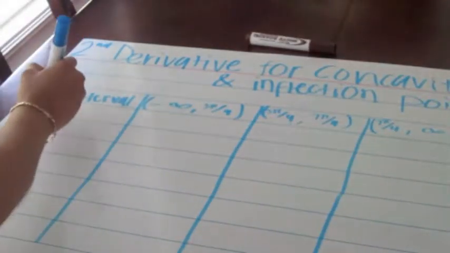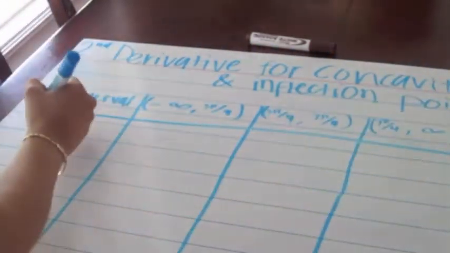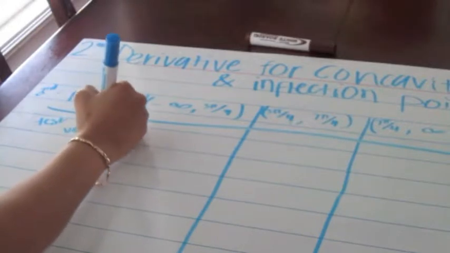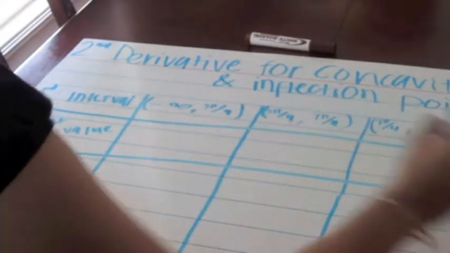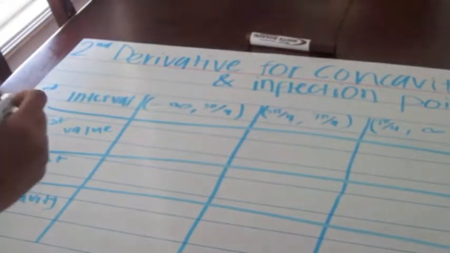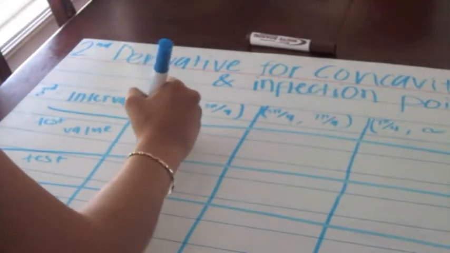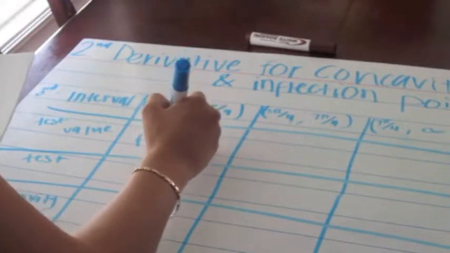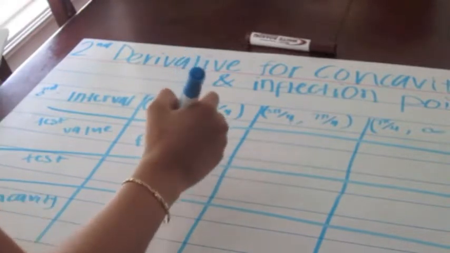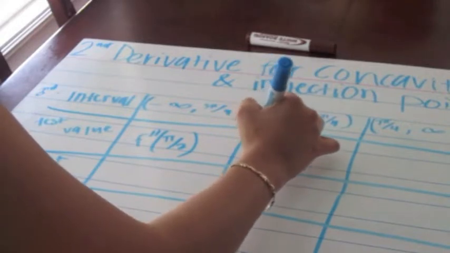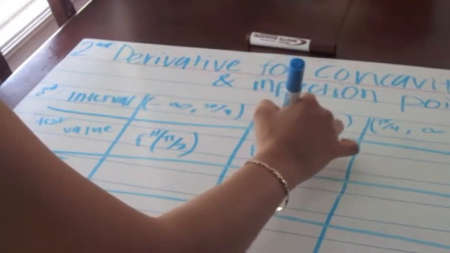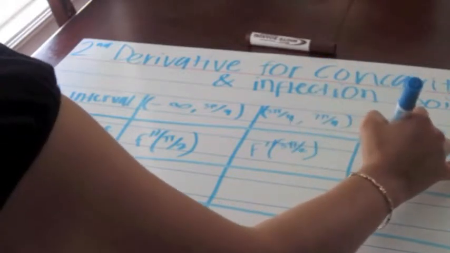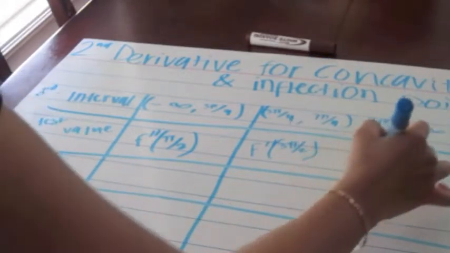Now our third step is to set up our intervals. So let's go ahead and do that. We are going to have negative infinity to 3 pi over 4, 3 pi over 4 to 7 pi over 4, and 7 pi over 4 to infinity. Now our test values are going to be pi over 2 for negative infinity to 3 pi over 4, 3 pi over 2 for 3 pi over 4 to 7 pi over 4, and 11 pi over 6 for 7 pi over 4 to infinity.